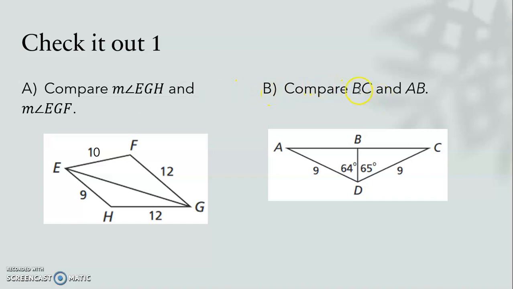And then in part B, you need to compare segment BC and segment AB. And again, don't forget to show that you're allowed to use it and state which theorem you're actually using because I want you to practice that. So when you're done with that, press play for the last two examples of our lesson.